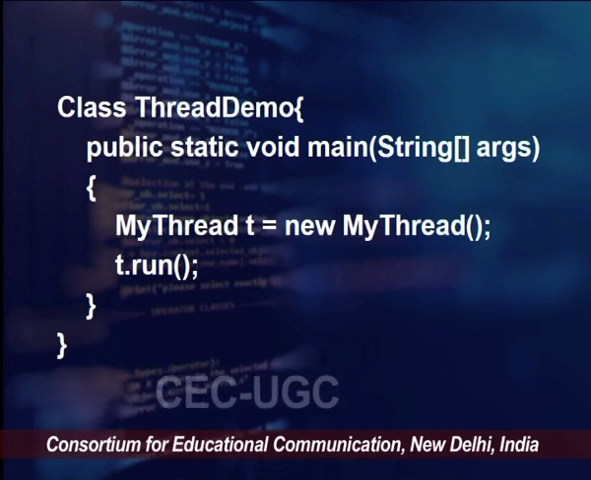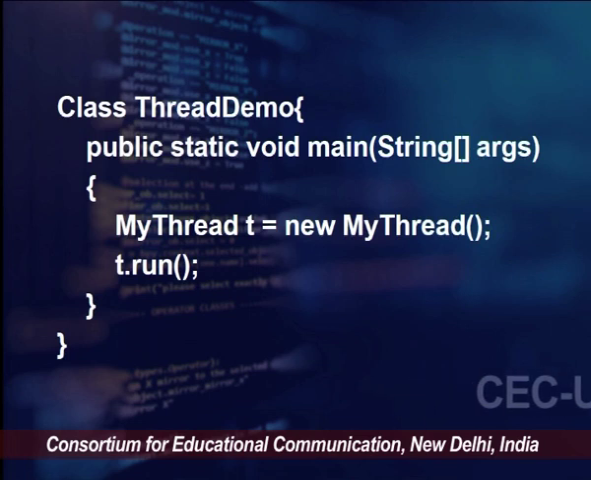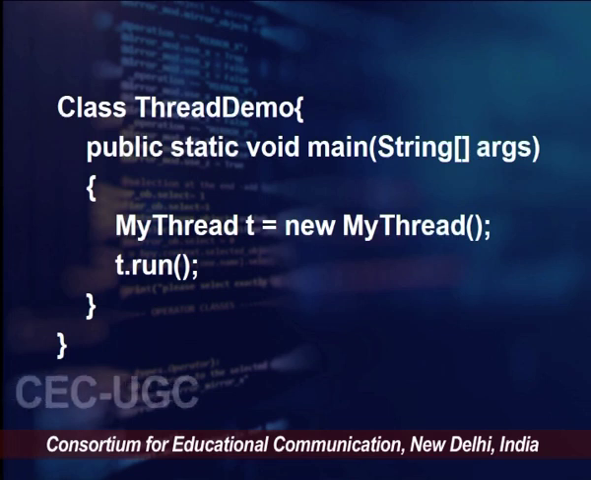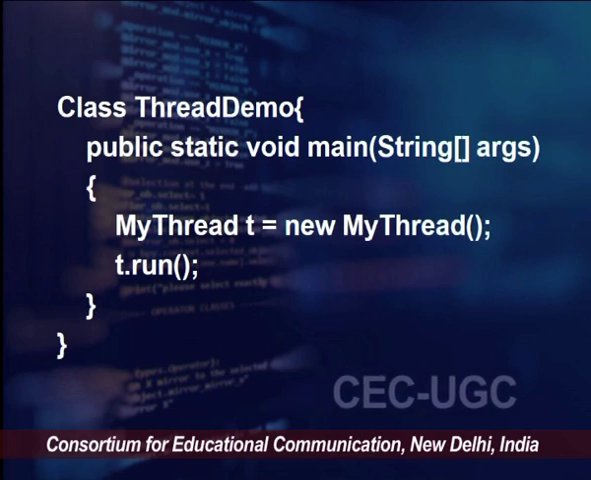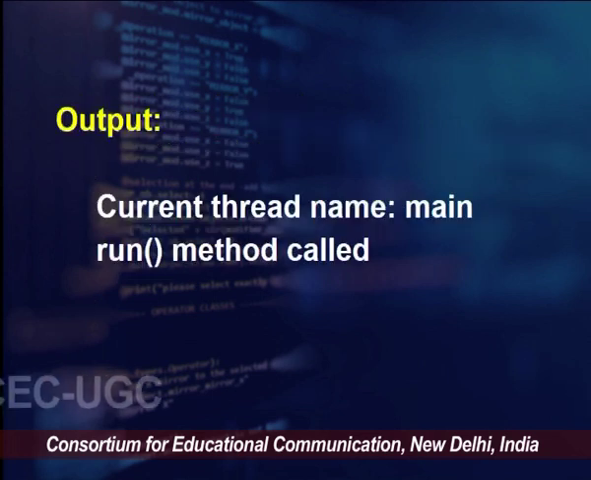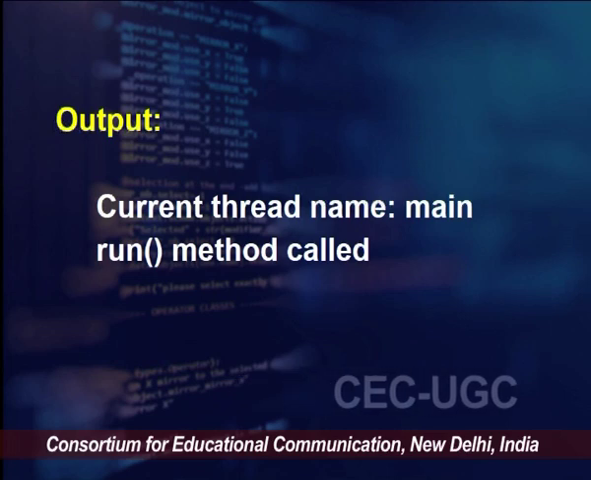Now, what is the difference between this program and the previous one? Here, instead of t.start which was there in the previous program, we have directly used t.run. That means this is the version of the program which does not have any start. So, what is going to be the output? The output will say current thread name main and then run method called.